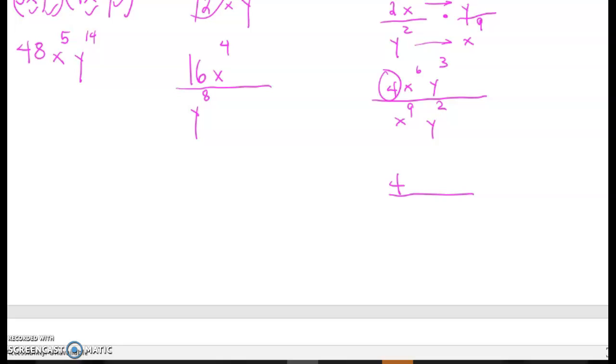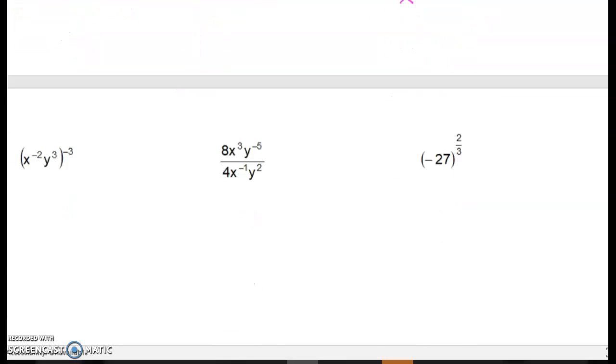I could subtract, but it'll be easier if I just think of it as having 6 x's in the numerator, 9 x's in the denominator. The 6 x's in the numerator cancel out 6 x's in the denominator, and I still have 3 x's left in the denominator, so I have x cubed. Same thing, the 2 y's in the bottom cancel out 2 of the y's in the top, so I have y to the first in the numerator left over.